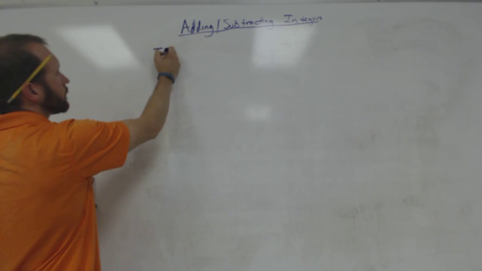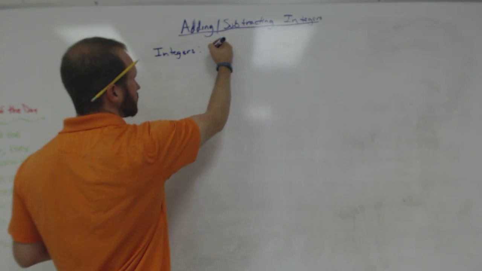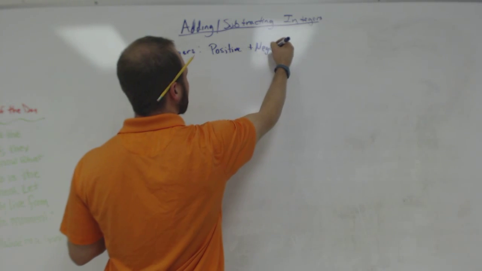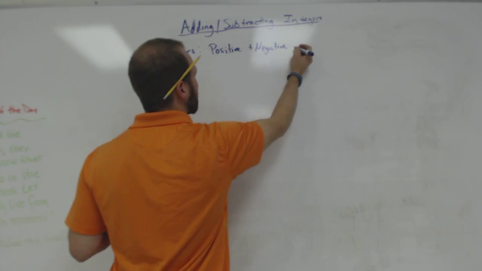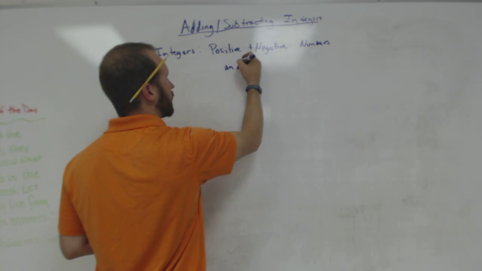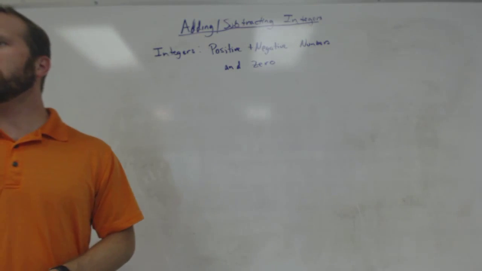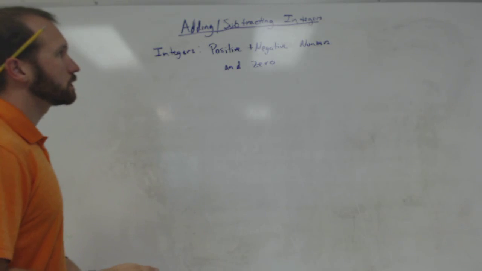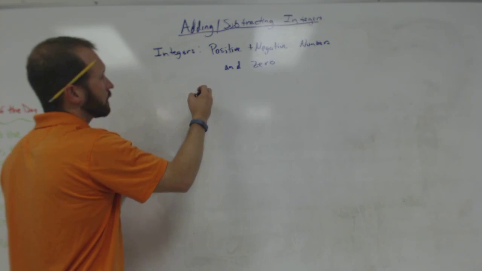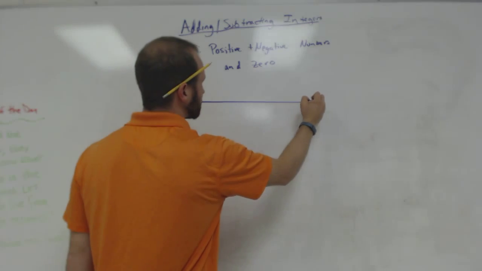Integers are positive and negative numbers and zero. Okay? Integers are whole numbers, so they don't have fractions, they don't have decimals, they don't have anything other than whole numbers. So the integers go like this.